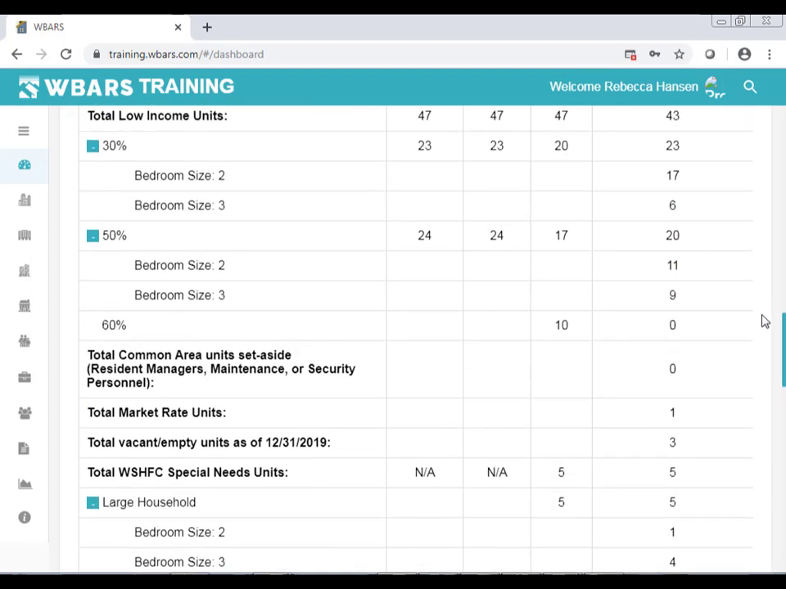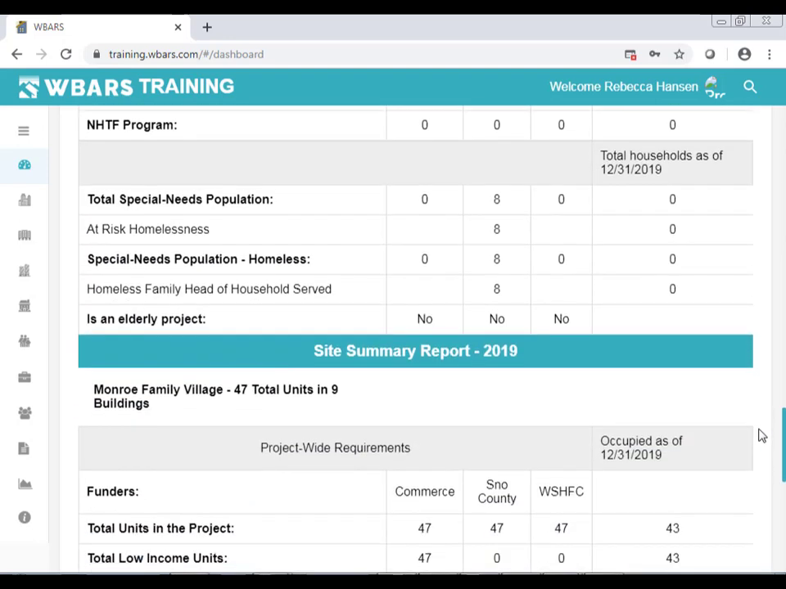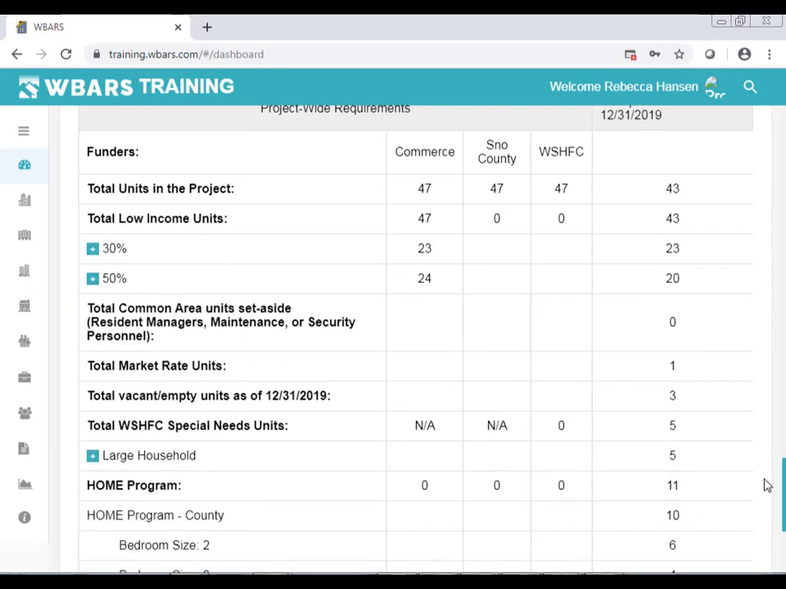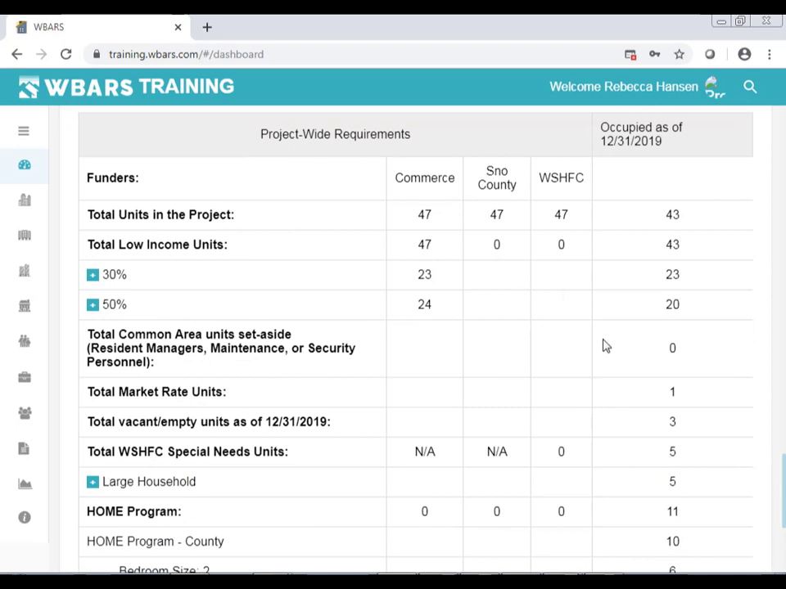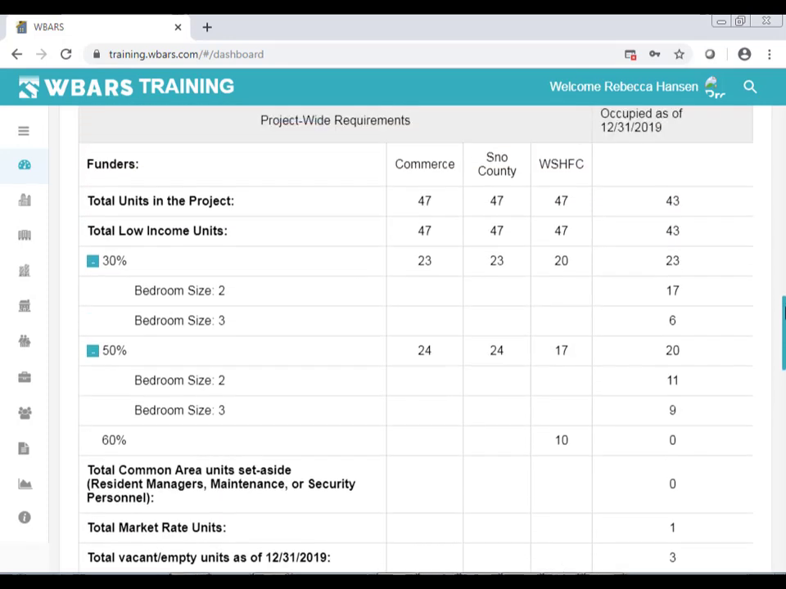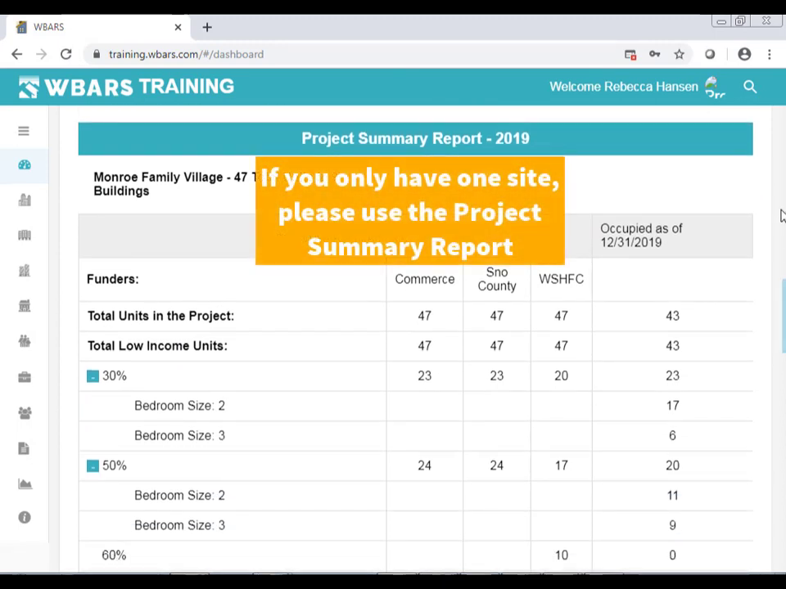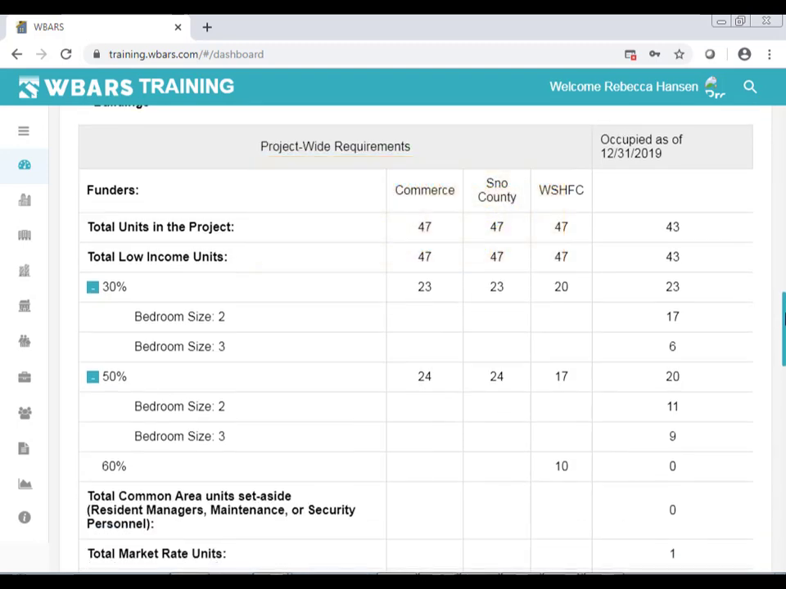Now note that the report goes through a project level summary, and then it goes through a site level summary. If there's only one site at the property, the site level summary should be an exact duplicate of the project level summary, but it won't always have all of the individual set-asides if the set-asides are set at a project level. Therefore, if you only have one site, please, when you're doing your review, use the project level summary report, and it will have a lot more information for you there.